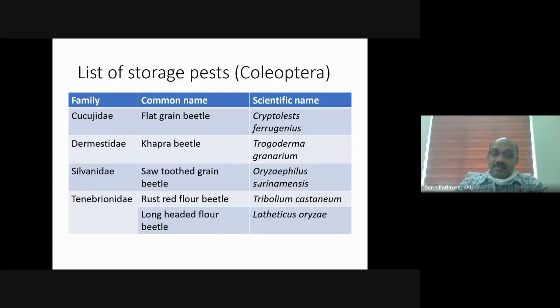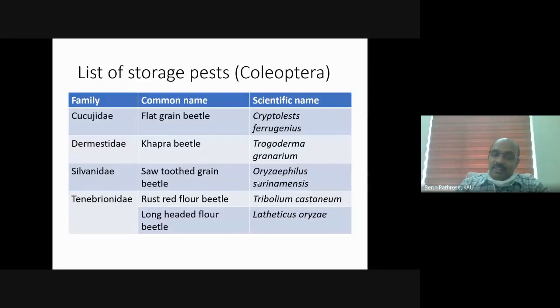Then we have a family called Silvanidae. This Silvanidae family contains a pest called saw-toothed grain beetle. The scientific name is Oryzaephilus surinamensis.